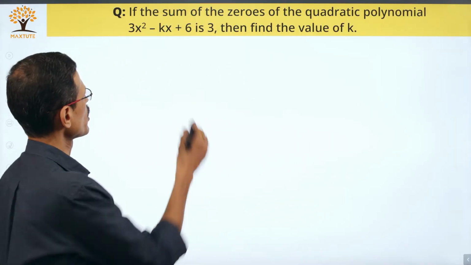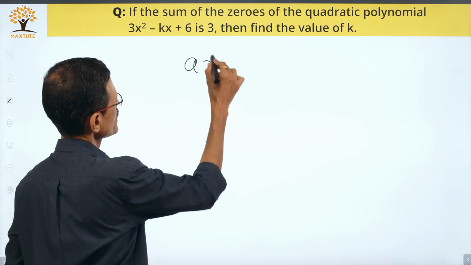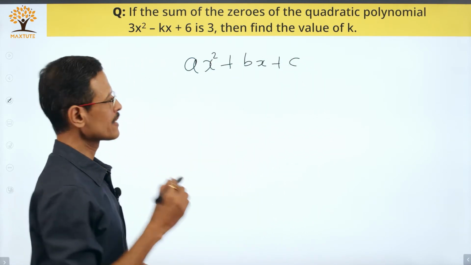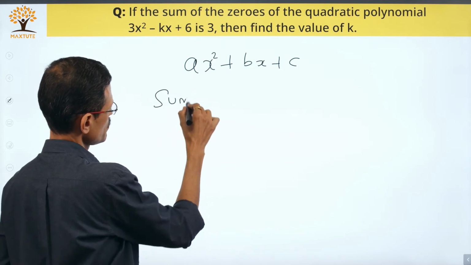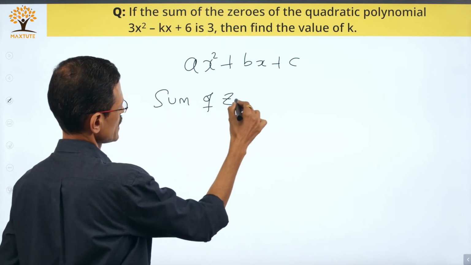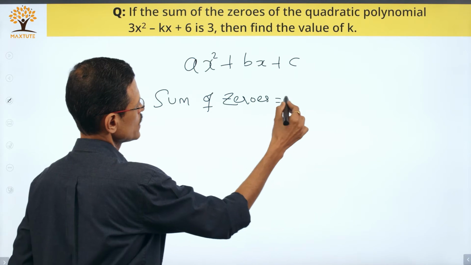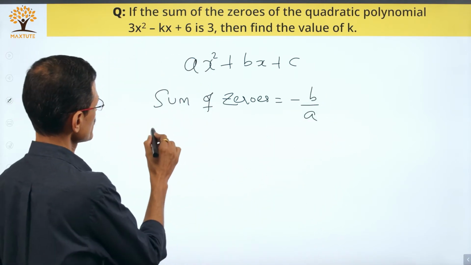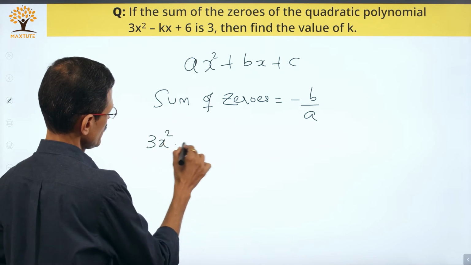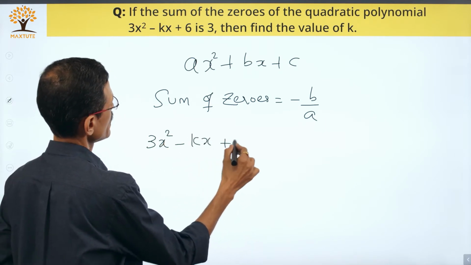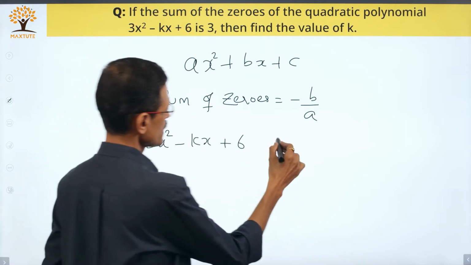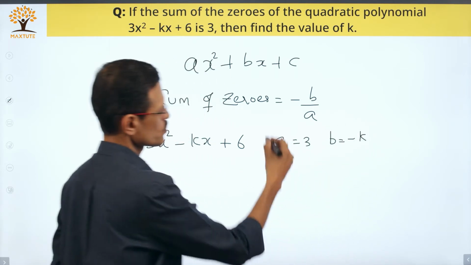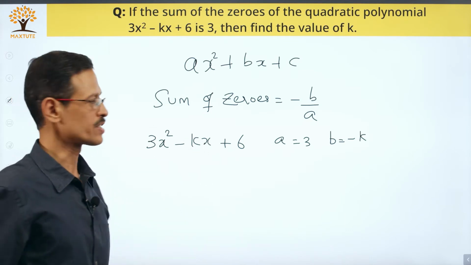If you have a quadratic polynomial in its generalized form ax square plus bx plus c, then the sum of its zeros is equal to minus b by a. The polynomial given to us is 3x square minus kx plus 6. So a is equal to 3, b is equal to minus k, which is what is relevant to us. c is equal to 6, of no consequence.